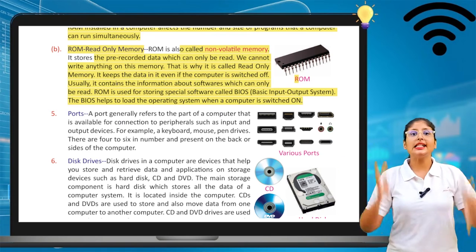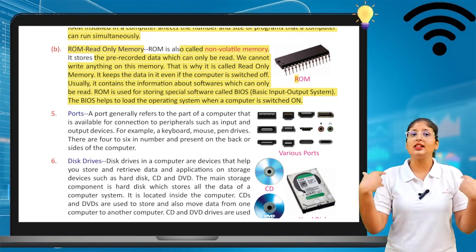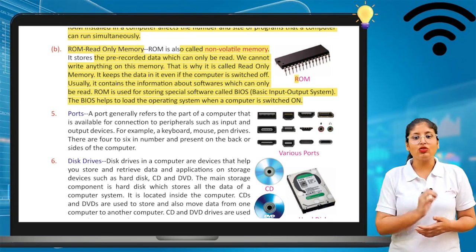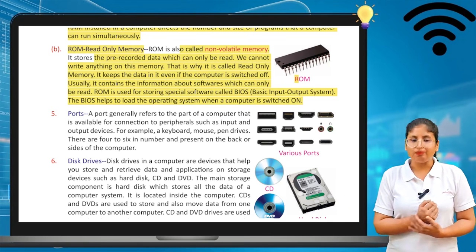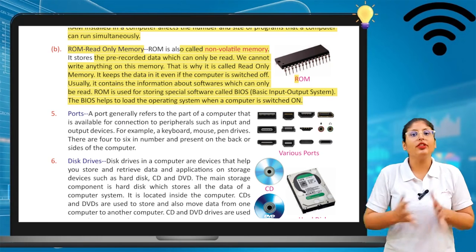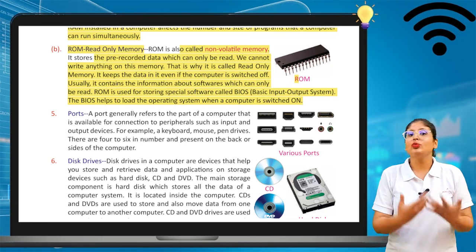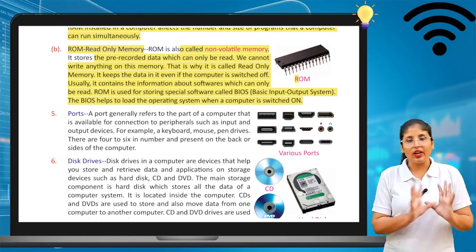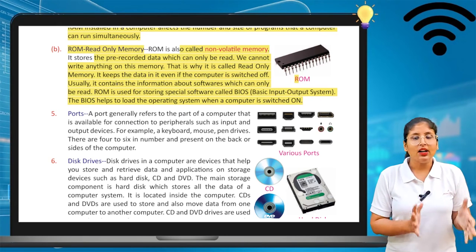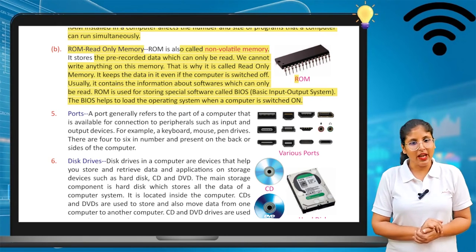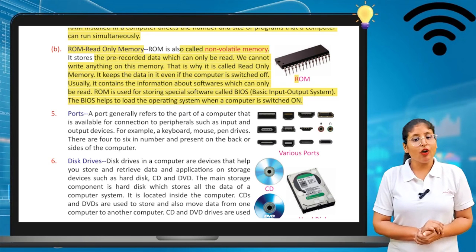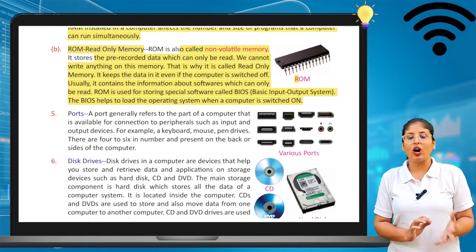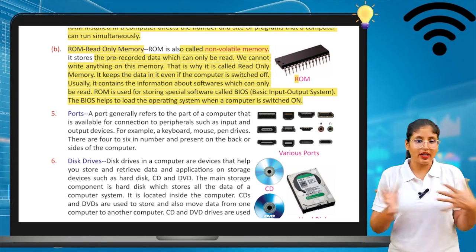Whatever data is in ROM stays in your computer, whether it is switched on or switched off. Usually it contains information about software which can only be read. Normally the software information is in ROM, because it cannot be washed away. It is permanent in your computer. It is read only, and we cannot write anything. That's why it holds information about the software. ROM is used for storing special software called BIOS, or basic input output system. This system is stored in ROM.